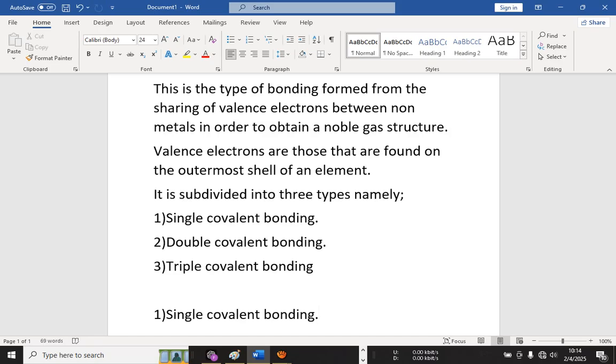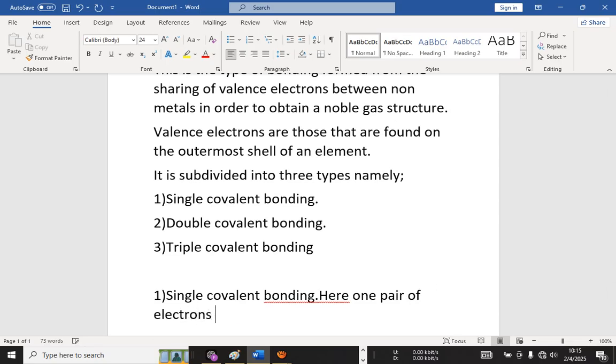In single covalent bonding, only one pair of electrons, as you hear single, I mean one. So it will have one pair of electrons shared between two atoms. So here one pair of electrons will be shared between atoms.